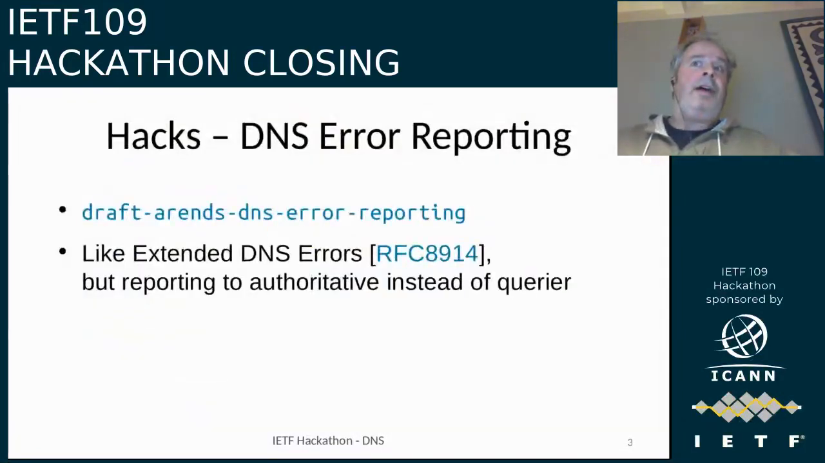That said, we worked on one hack, which is interesting, which is the draft on DNS error reporting. This saw the most work, I think. The draft is about error reporting, things that go wrong on an authority server or with DNS records. And instead of informing the requester, the error about the resource record is sent to the authority server which hosts the broken record. Which makes sense, right? Because then the maintainer of that zone can do something about it.